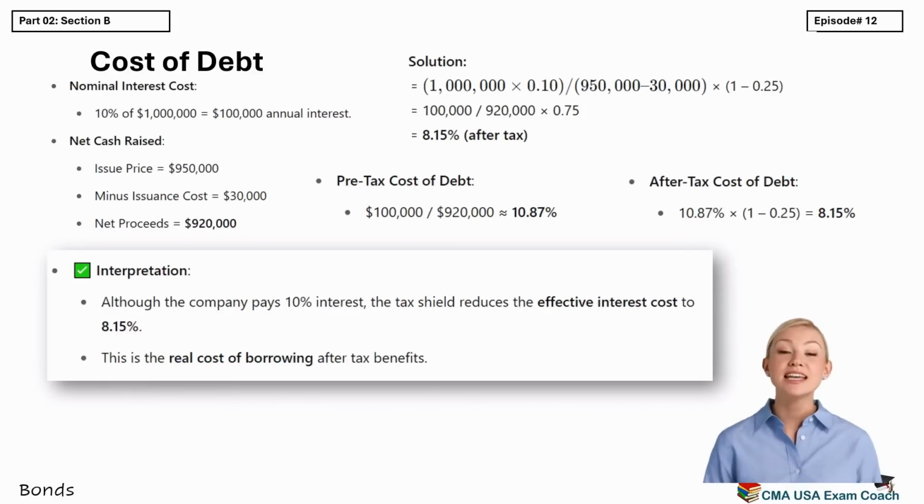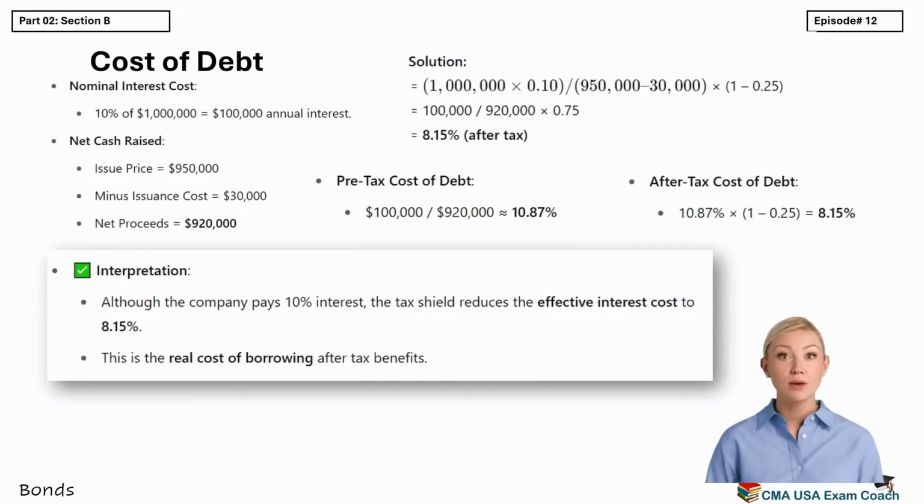The company pays 10% interest on its bonds, but after adjusting for the issuance cost and the tax benefit, the true after-tax cost of debt comes out to 8.15%. This tax adjustment is critical because interest expense reduces taxable income, and that tax saving lowers the actual cost of borrowing. And here's something you must remember, especially if you're studying for the CMA exam.